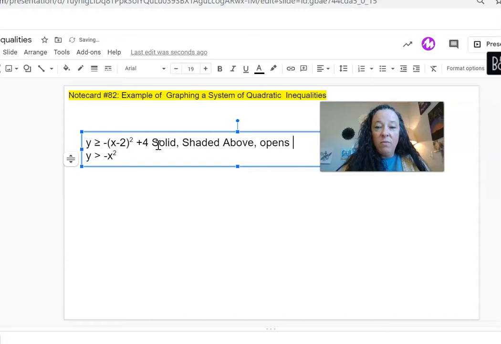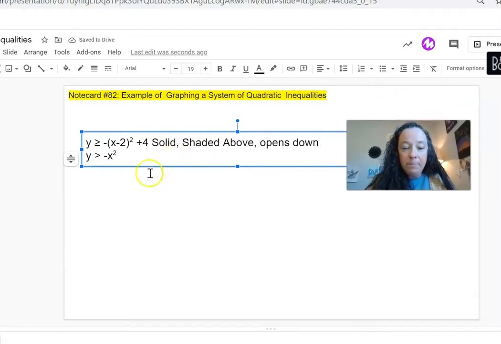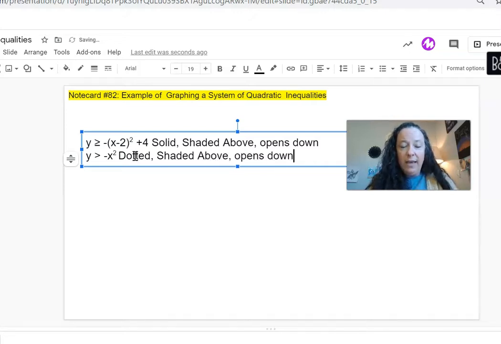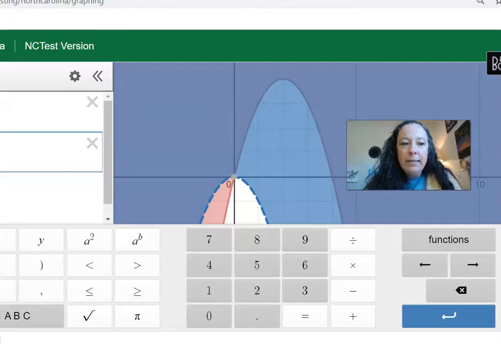Opens down. How do I know it opens down? It opens down because it has a negative in the front. This one is going to be dotted. It's going to be shaded above as well because it's a greater than, and it's going to open down as well. Okay, so I plopped these into Desmos.